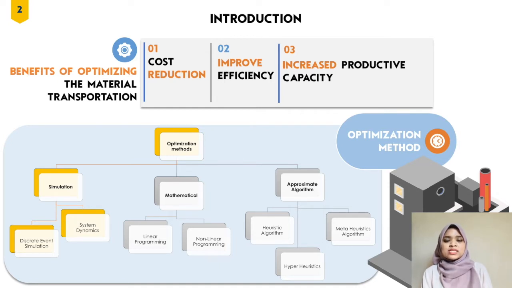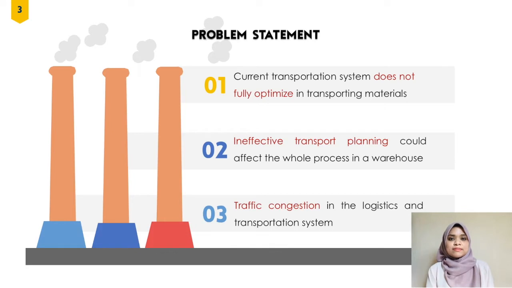Simulation provides an efficient, cost-saving, and environmentally friendly way to develop projects as they remain in a virtual environment until it is built in the real world. There are 3 problem statements for this project. First, the current transportation system does not fully optimize in transporting materials. Secondly, ineffective transport planning could affect the whole process in a warehouse. And lastly, the traffic congestion in the logistic and transportation system.